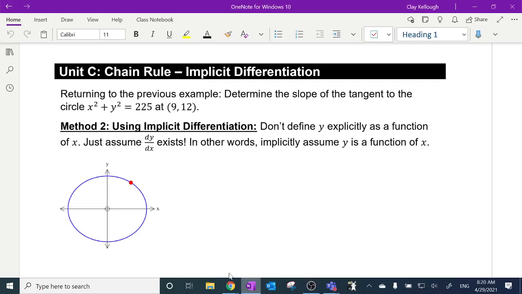All right, away we go. So today we're going to start with what's called implicit differentiation.